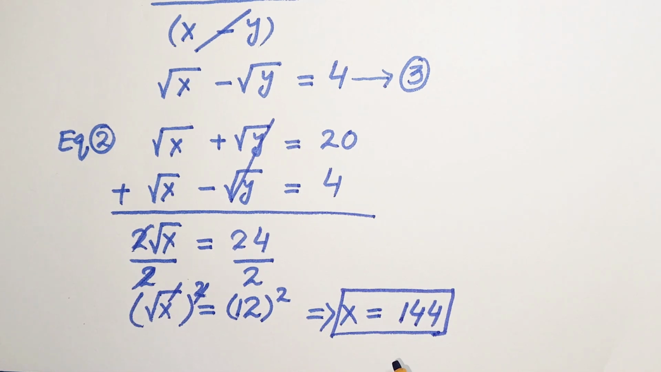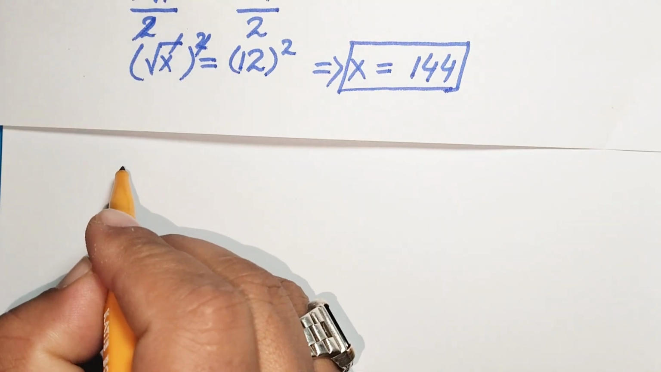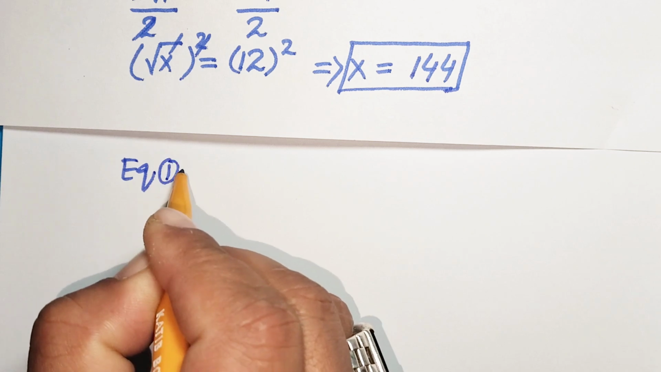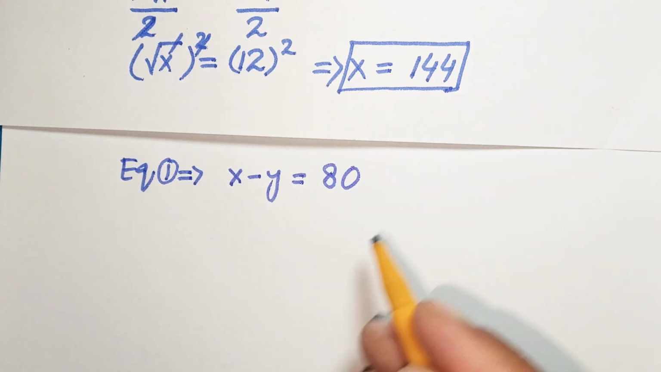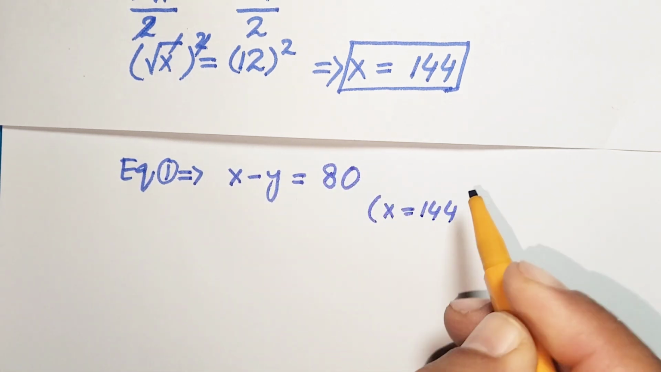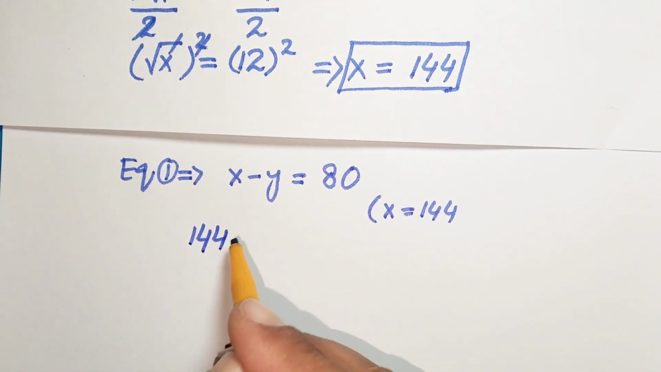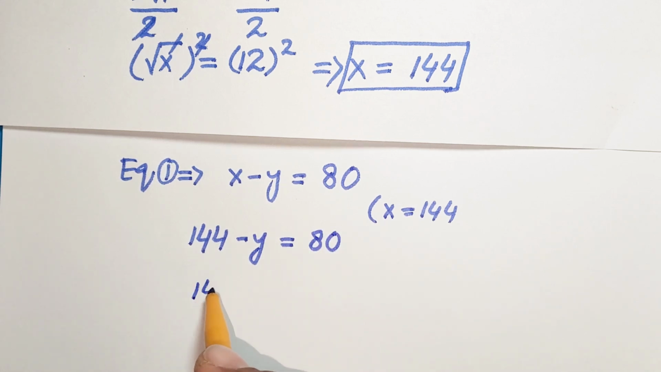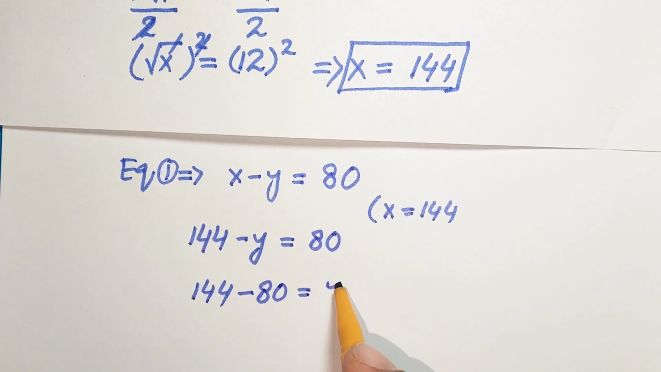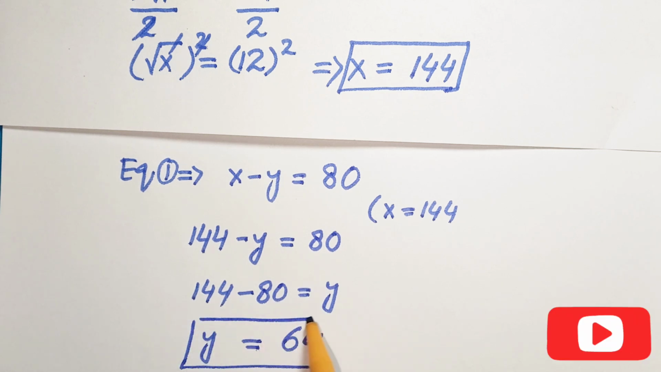Now we are going to find the value of y. So putting this value in equation number 1. Recalling our equation 1, which implies that x minus y is equal to 80. So putting the value of x, that x is 144, we have 144 minus y is equal to 80. So now shifting this 80, we have minus 80, and shifting this minus y to the right hand side we get plus y. So y is equal to 144 minus 80 is equal to 64. So it is our value of y.